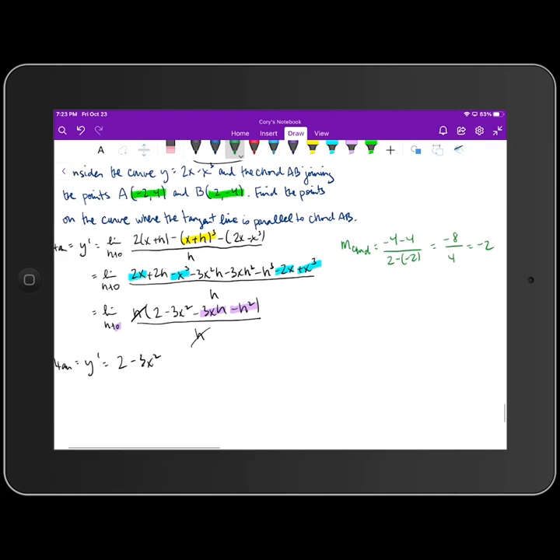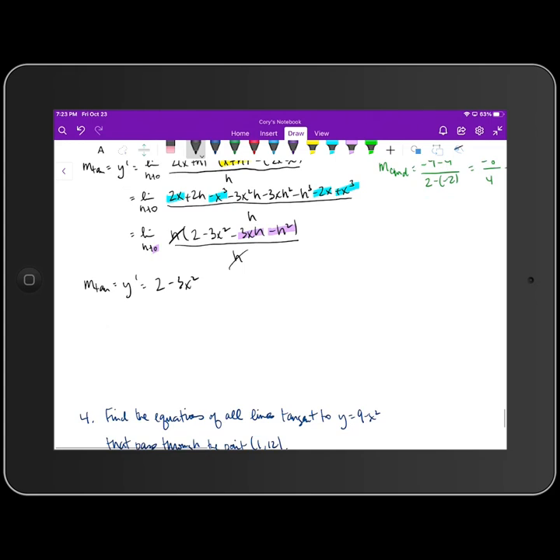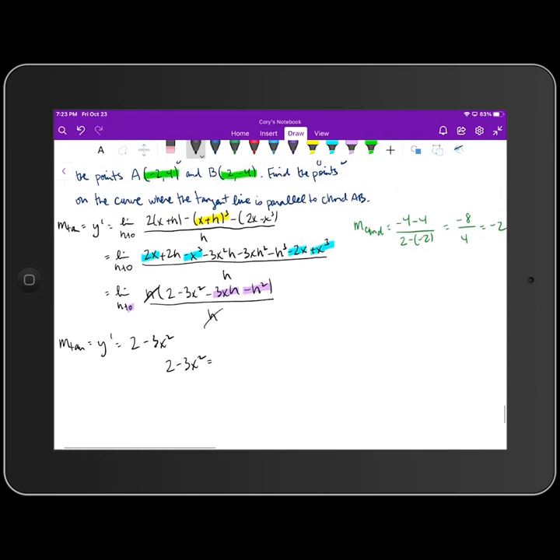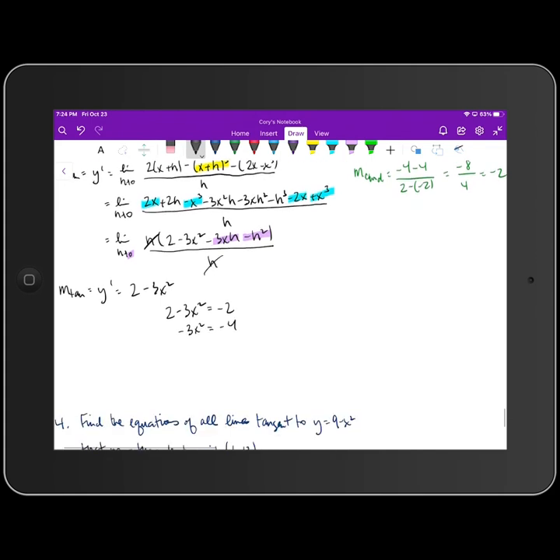So if we want our tangent line to be parallel to that chord, then that means that the slope of the tangent line and the slope of the chord have to be the same. Okay, so that means we're going to set 2 minus 3x squared equal to the slope of the chord, which is -2. And then we're just going to solve this equation for x. So I subtract 2 on both sides. We get -3x squared equal to -4. I divide both sides by -3, so we get x squared equal to 4/3.